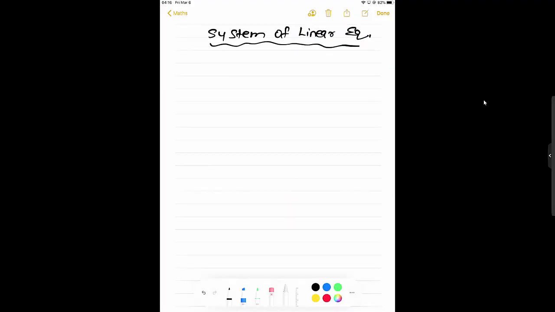Let's see how to solve the system of linear equations. Whenever you get any problem, you will change that into an equation, like a11 x1 plus a12 x2 plus a13 x3 equal to b1. In the same way, you have three equations.